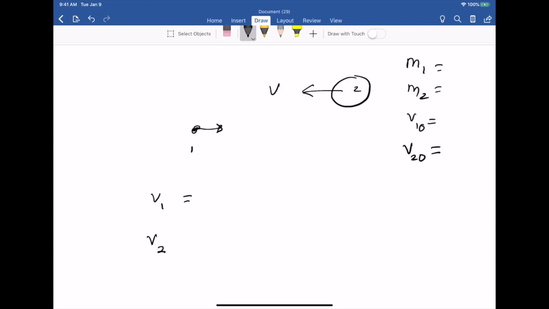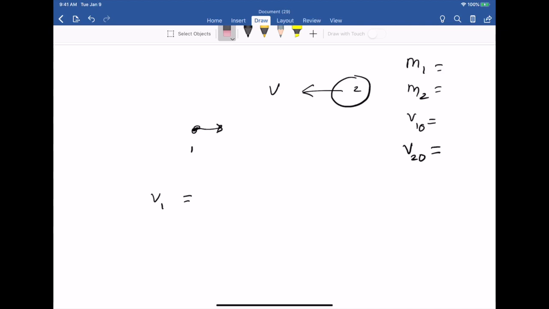Which one is the question asking for? We want to know v1 final. So we want to know the final velocity of our probe after the encounter is over. We don't really care about v2 final. All right, let's fill in whatever we know for the velocities. It doesn't look like the masses are given, so we'll worry about that later.